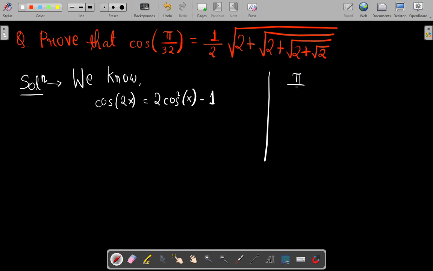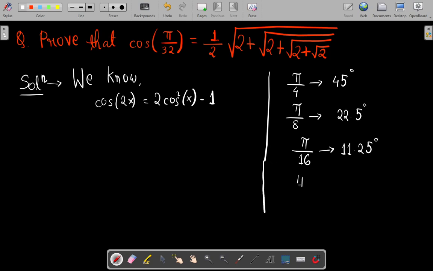So pi by 4 is 45 degree. Then if we divide it further by 2, pi upon 8 will be 22.5 degree. Then if we divide it again by 2, we get pi upon 16, which is 11.25 degree, right? Then if we divide it again by 2, we get pi upon 32, which is 5.625 degree, I believe. Okay, so we only know this value: cos of pi by 4 is 1 upon root 2, right? We don't know these other values.